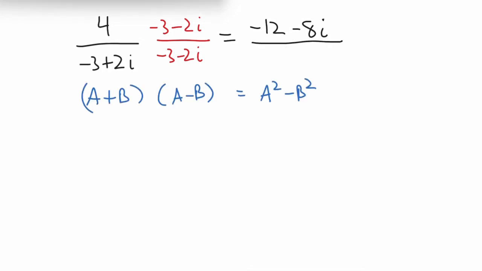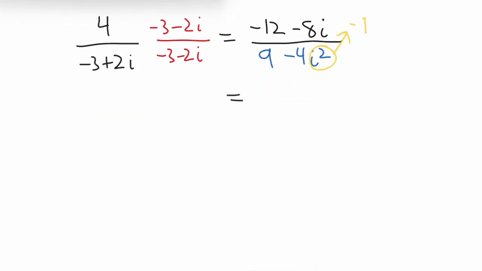Again, since we multiplied by the conjugate, the product of the denominators is going to be in this form, a squared minus b squared. So negative 3 times negative 3 is positive 9. 2i times negative 2i is negative 4i squared. Again, i squared is equal to negative 1. Okay, so let's simplify and plug in negative 1 for i squared.